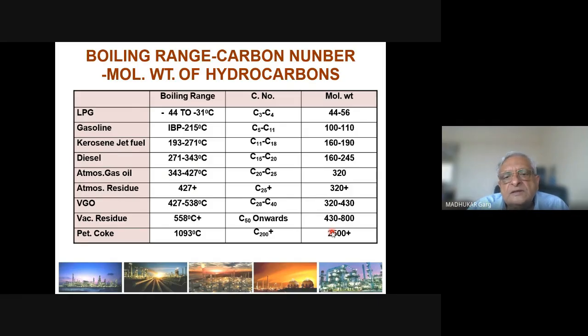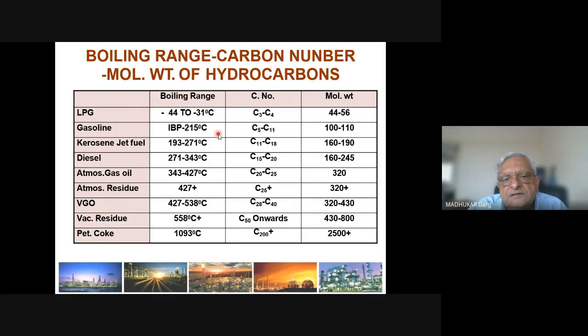Now, the lightest hydrocarbons which we use, I'm talking only about the hydrocarbons which we use, is LPG, which comes off crude oil. And this LPG, which stands for liquefied petroleum gas, is a mixture of C3, C4 hydrocarbons, that is propane, butane. The boiling point is very low, and these boiling points are given at atmospheric pressure.